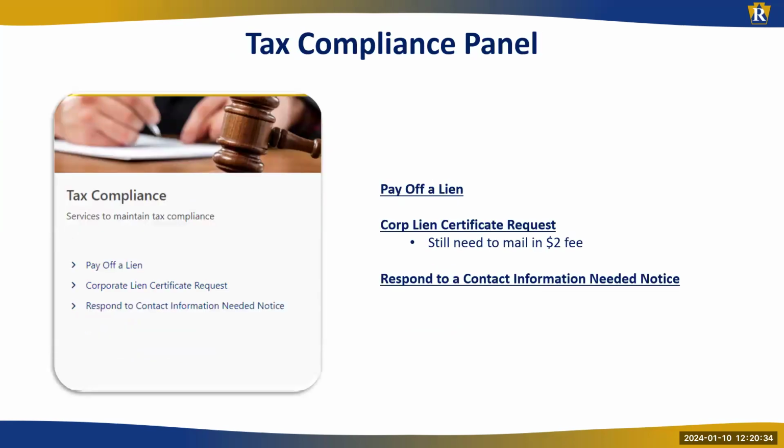And then lastly, we do have a tax compliance panel. This houses the option to pay off a lien, request a corporate lien certificate, or respond to contact information needed notice. If you are not familiar with a corporate lien certificate, it is a document issued by the Department of Revenue, which reflects corporation tax liabilities for the named entity.